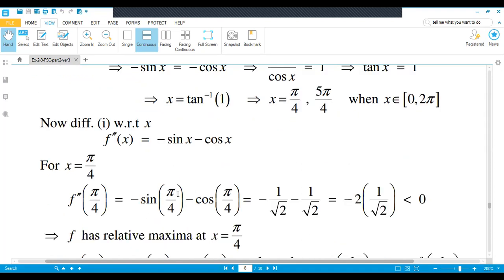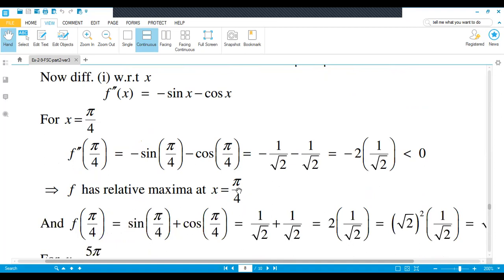You know that sine pi by 4 is 1 over under root 2, and cos pi by 4 is 1 over under root 2. So we get minus 2 into 1 over under root 2, which is less than 0 because it is a negative value. So f is relative maximum at x is equal to pi by 4.